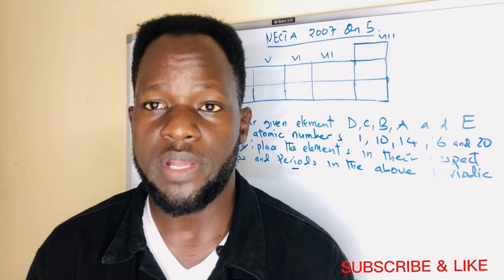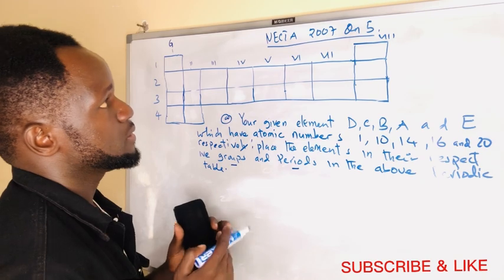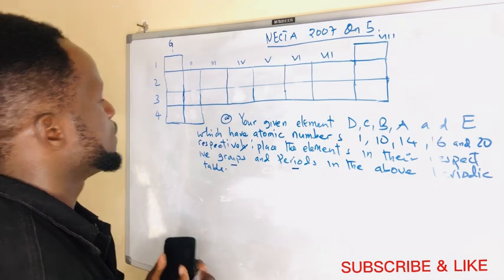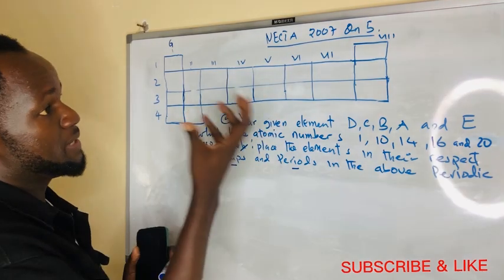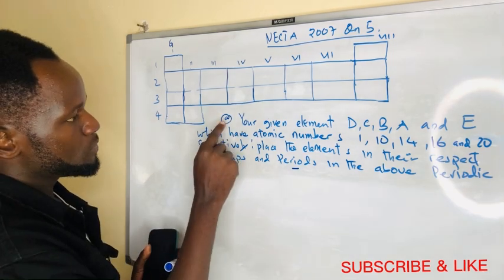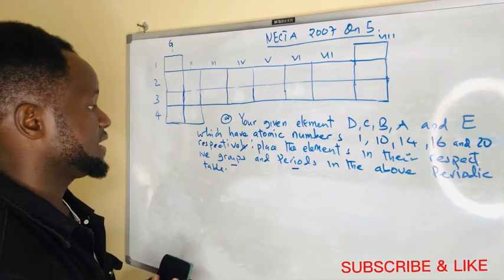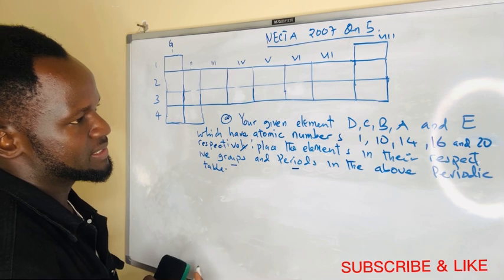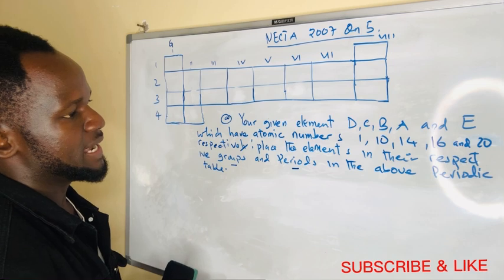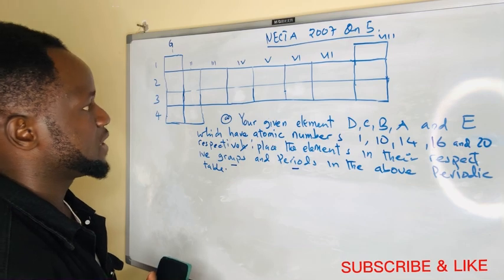In this video we are going to solve NECTA questions. Starting with this question, which was NECTA 2007 question number 5. We have been given a mini periodic table, a chart that carries 20 elements. In question A, you are given elements D, C, B, A, and E, which have atomic numbers of 1, 10, 14, 16, and 20 respectively. Place the elements in their respective groups and periods in the above periodic table.